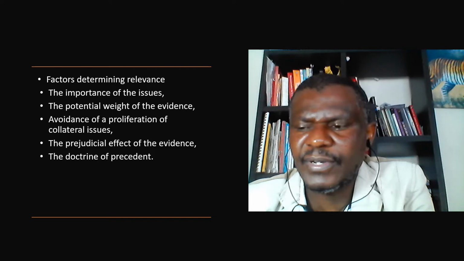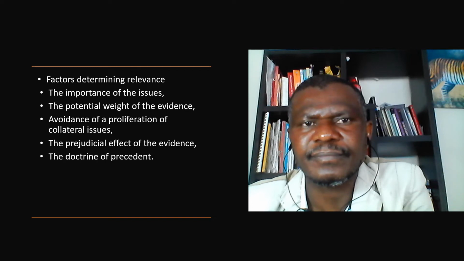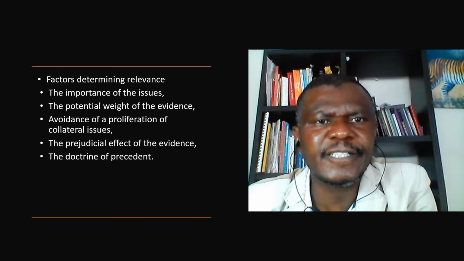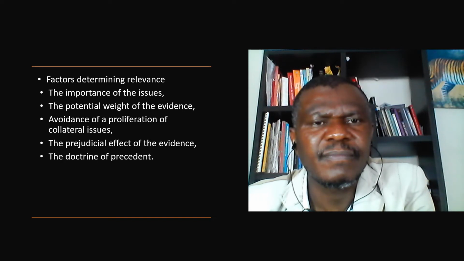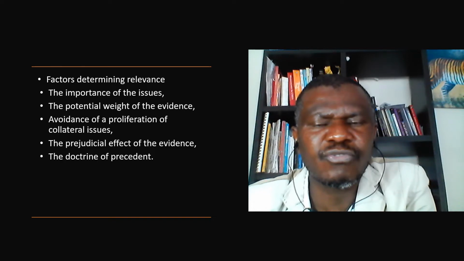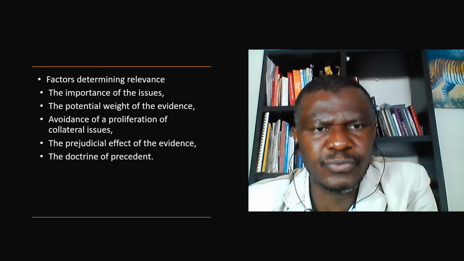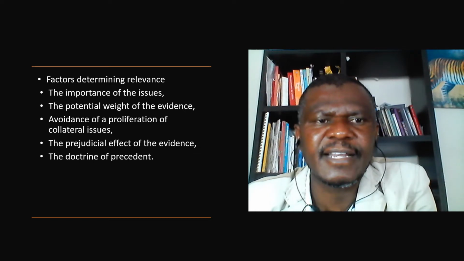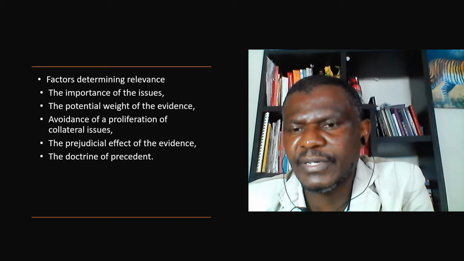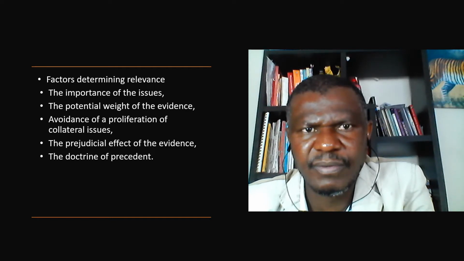So our question then is, what factors determine relevance? Relevance is determined by factors such as the importance of the issues, the potential weight of the evidence, the avoidance of a proliferation of collateral matters or issues, and the prejudicial effect that the evidence might have. And then the doctrine of precedent or stare decisis. Let's now go into detail and look at each one of them.